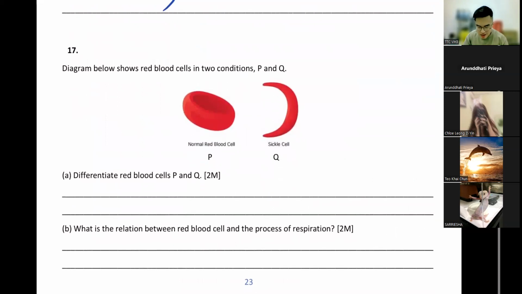So number 17. Differentiate blood cell P and Q. How are they different? This one is easy. P is normal shape. Q is sickle shape.